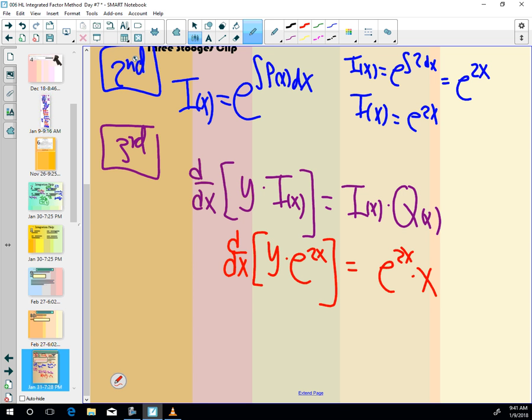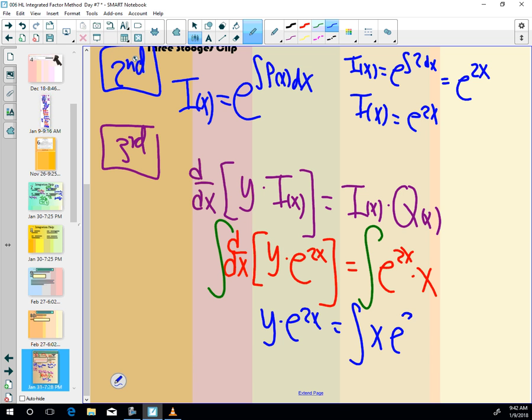Okay. This is incredibly powerful. You just have no idea. So now we're going to integrate both sides. What's the integral of the derivative of a function? The function. So this is nice, y times e to the 2x. This one is not.